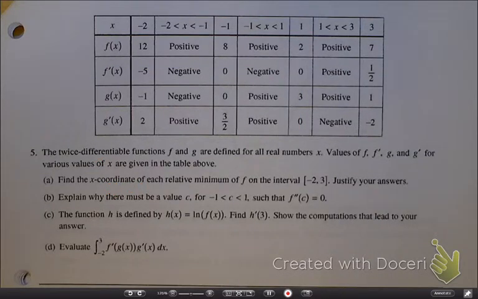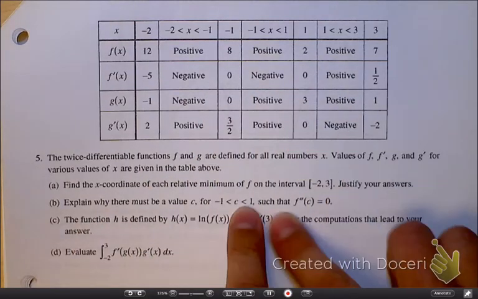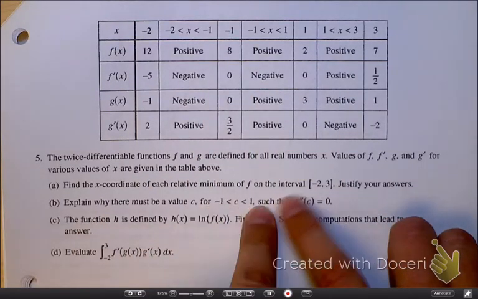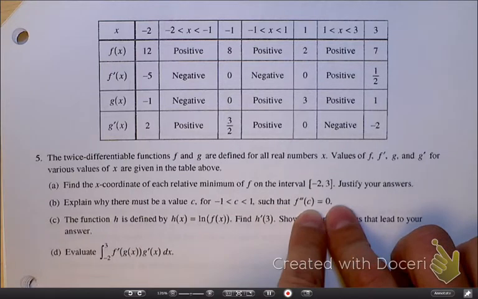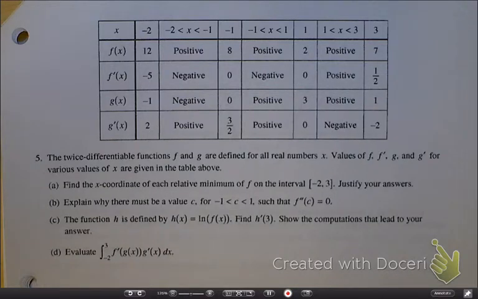Part B says, explain why there must be a value C in between -1 and 1, so we're looking in between -1 and 1 here, okay? Explain why there must be a value C in between -1 and 1 such that f double prime of C equals 0. So again, talk about it in your groups, spend about 2 minutes talking about it, and then we'll discuss it as a group.